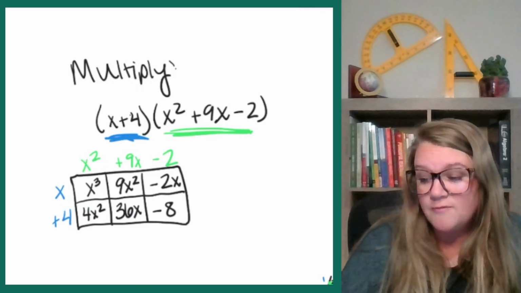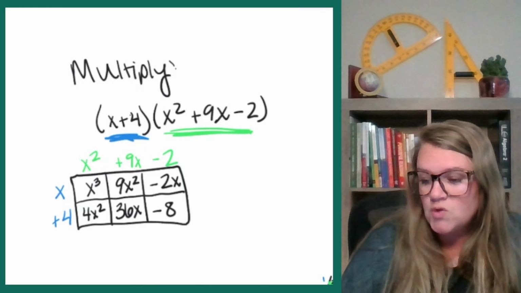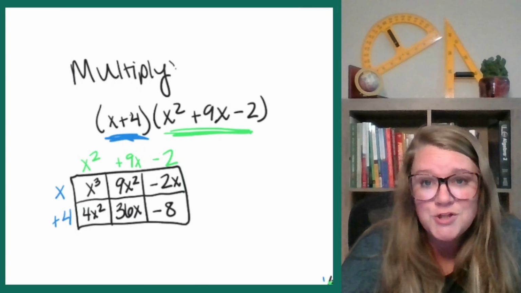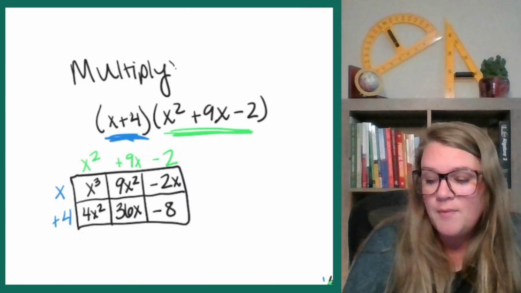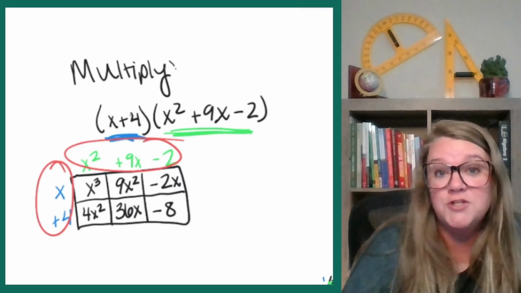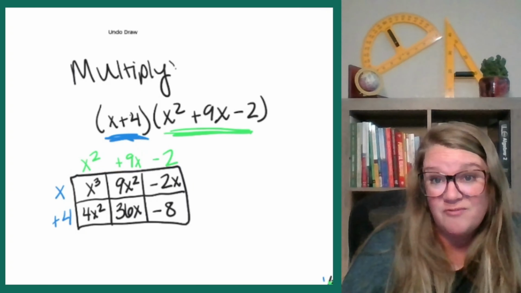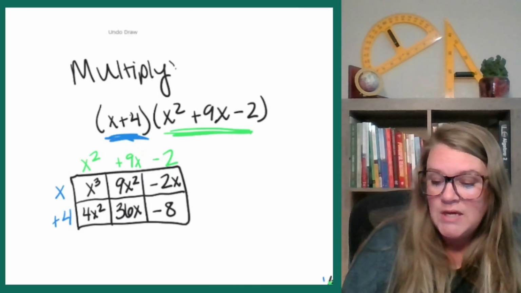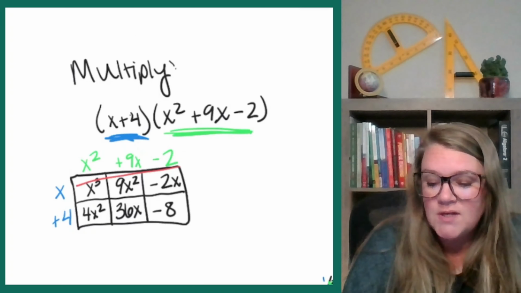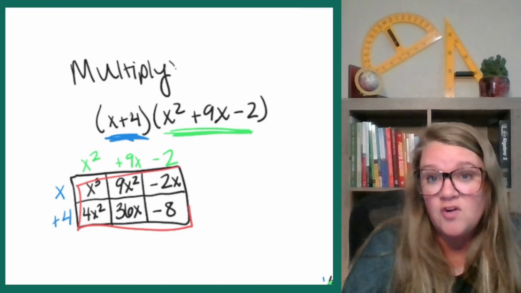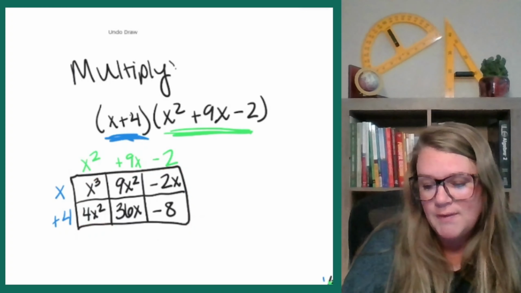And now I need to look for any like terms that I have. So my question was on the outside of my box. Here was my question, right? And so the answer to this is going to be inside of my box. That's where my answer is. So I need all of these terms that are inside of here. They're going to be in my answer, but I do need to combine my like terms.